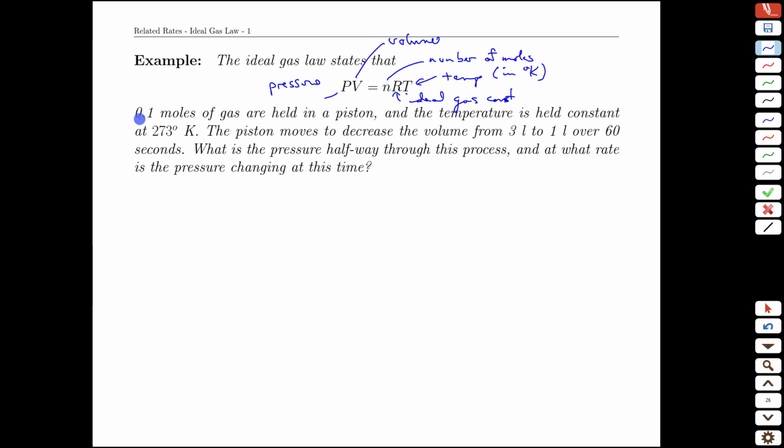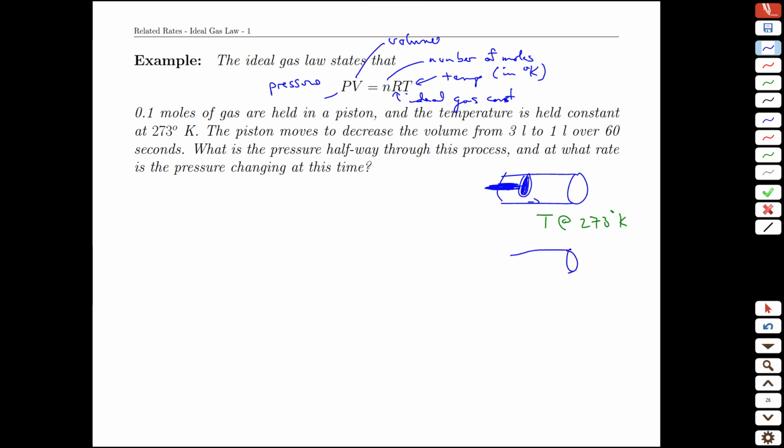We're given a certain amount of gas, 0.1 moles, so we know what N is, and they're being held in a piston. So a piston is typically a cylindrical chamber, and then there's some kind of stopper and a pusher on that stopper. And here what's going to happen is we're going to hold the temperature constant at 273 Kelvin, which is 0 degrees Celsius as it turns out, but irrelevant for the calculation. And then we're going to move the piston to decrease the volume. So we're going to push this piston in.